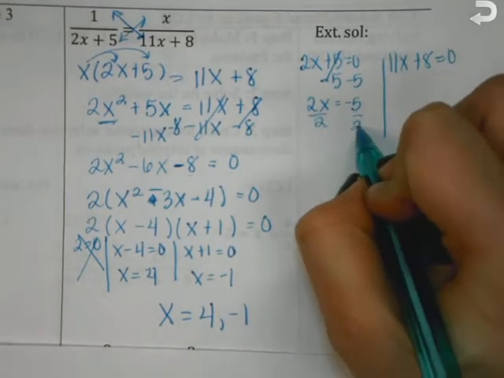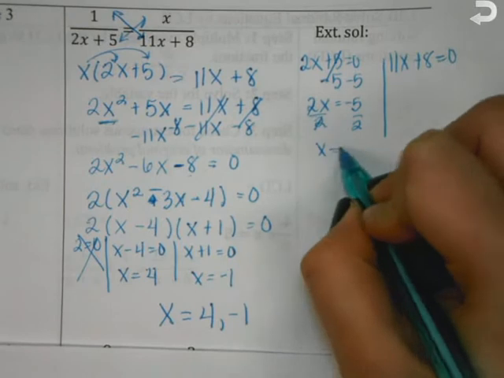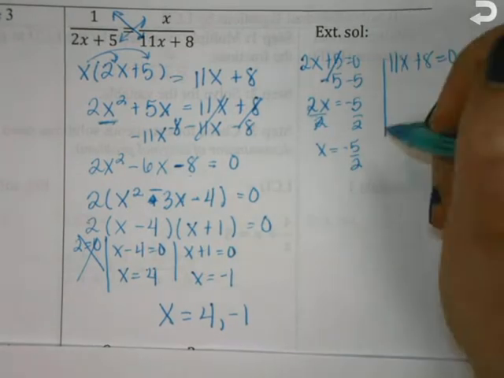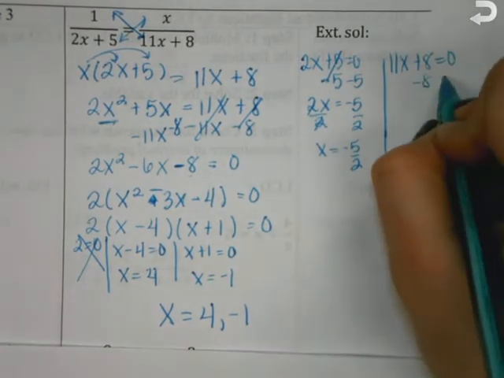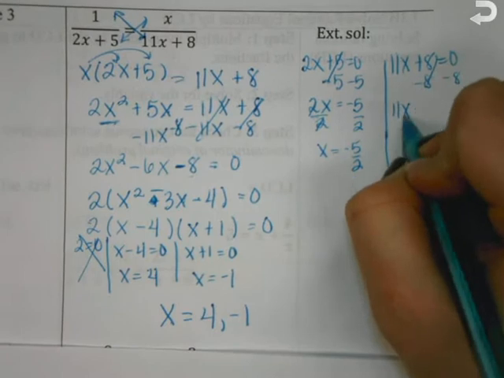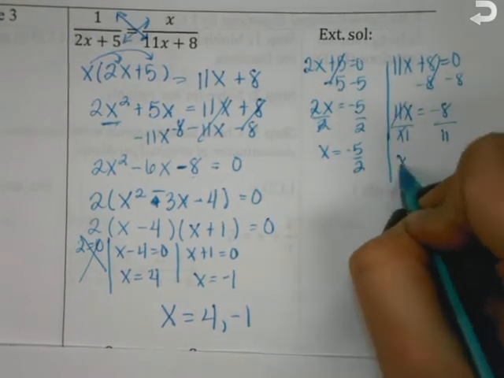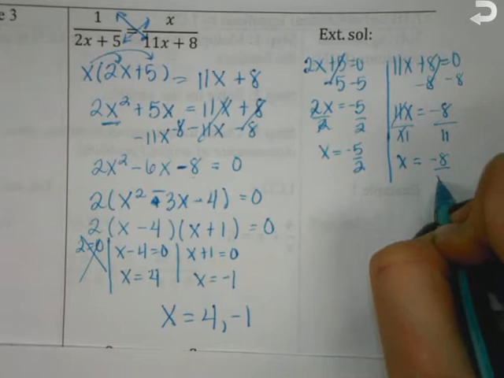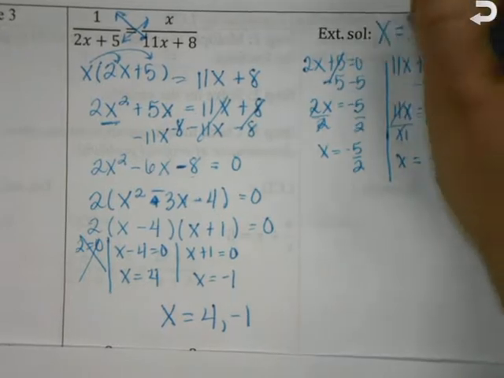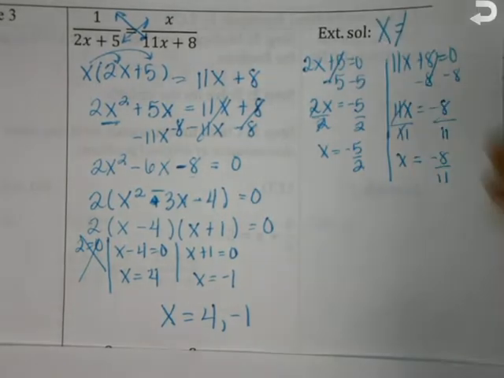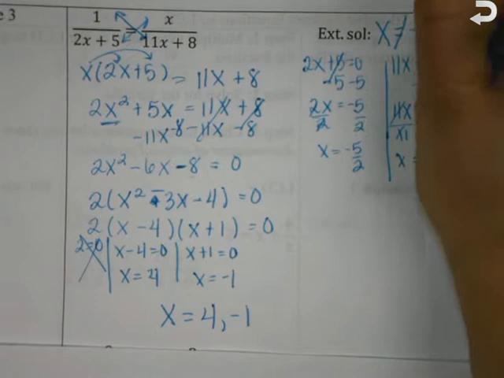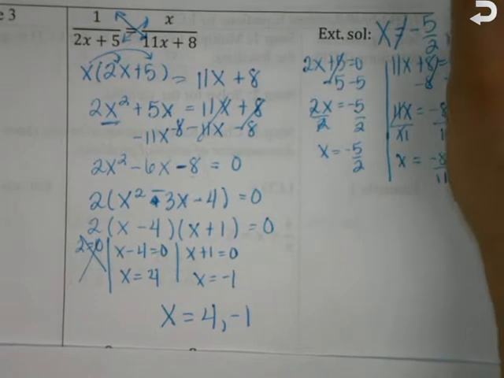Subtract 8. 11x equals negative 8. So that gives us x equals negative 8 over 11. So my extraneous solutions are x cannot equal negative 5 over 2 or negative 8 over 11. So is my answer of 4, negative 1 acceptable? Yes. So that is your answer.